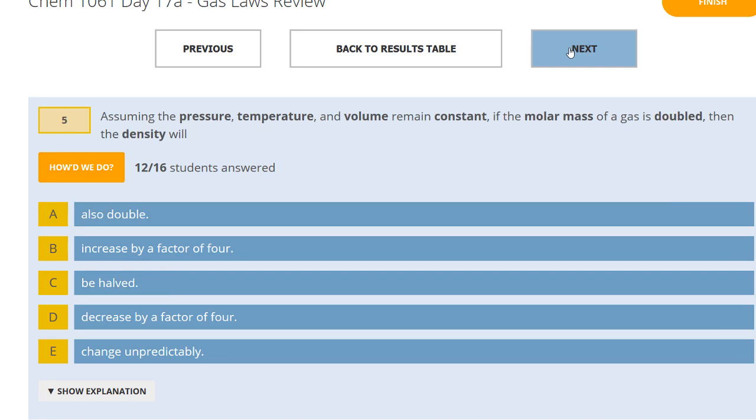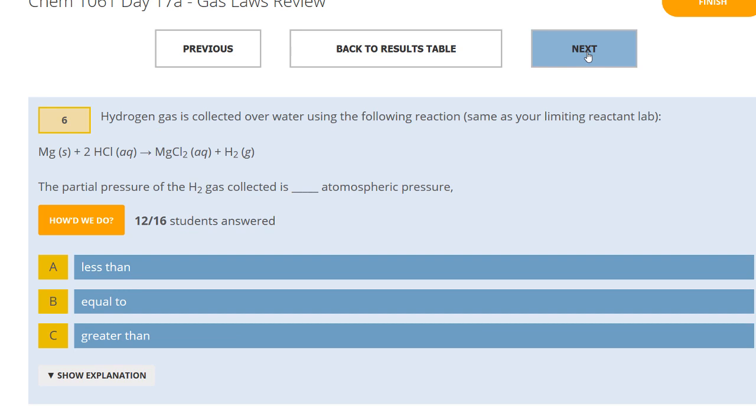Is this right? Yeah. Okay, we got it. Assuming that the pressure, temperature, and volume remain constant, if the molar mass of a gas is doubled, then the density will double as well. That's how we started this particular unit. We had the demo on the gases, so that's a direct proportion. This is one that you did in lab.